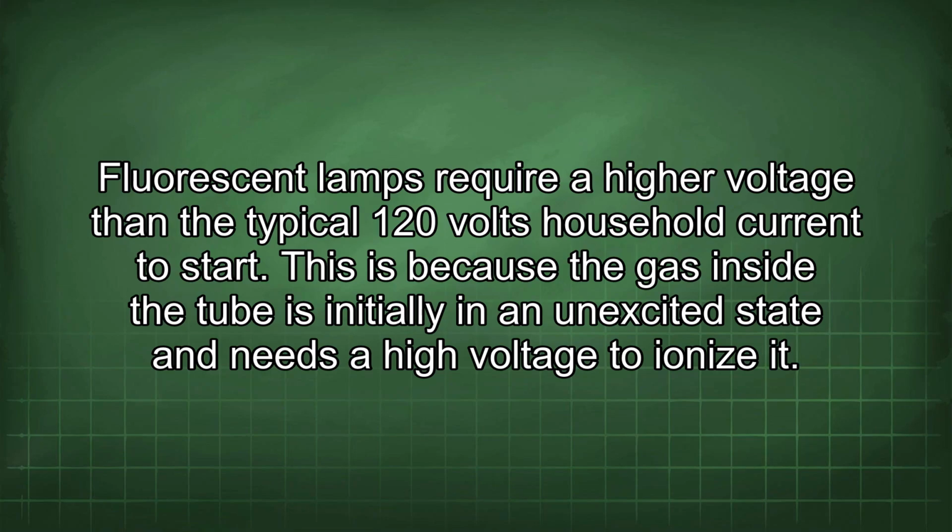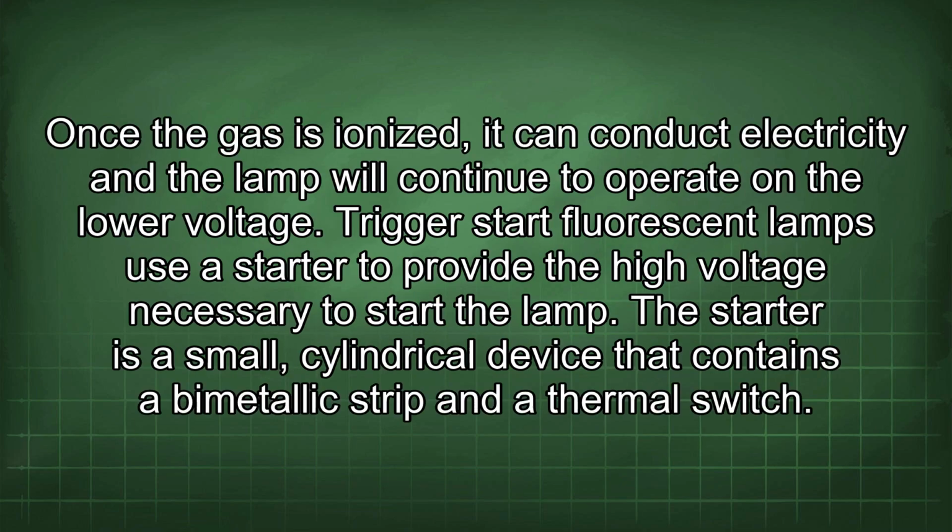Fluorescent lamps require a higher voltage than the typical 120 volts household current to start. This is because the gas inside the tube is initially in an unexcited state and needs a high voltage to ionize it. Once the gas is ionized, it can conduct electricity and the lamp will continue to operate on the lower voltage. Trigger start fluorescent lamps use a starter to provide the high voltage necessary to start the lamp.